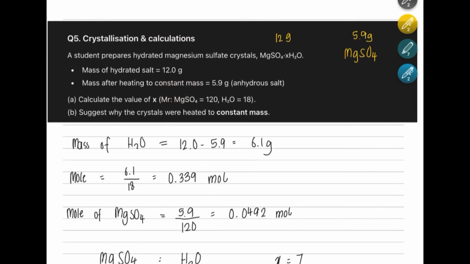Now the next question says, suggest why the crystals were heated to a constant mass, because we want to make sure that all of the water of crystallization is removed. If you still have some water of crystallization here, this is going to give you wrong answers.